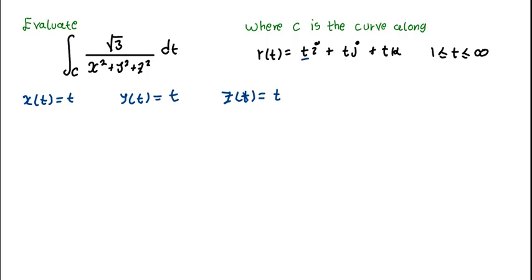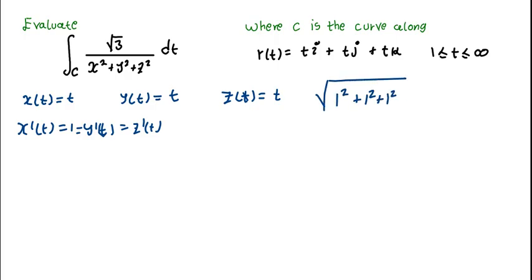Okay, it doesn't offer something that is a bit complicated, but of course this is just going to give us a constant, so we're not really high on that one. So x prime of t is simply equal to 1, and it's the same for y prime of t and z prime of t. All of them are equal to 1. So the square root of that would be the square root of 1 squared plus 1 squared plus 1 squared, which equals the square root of 3.